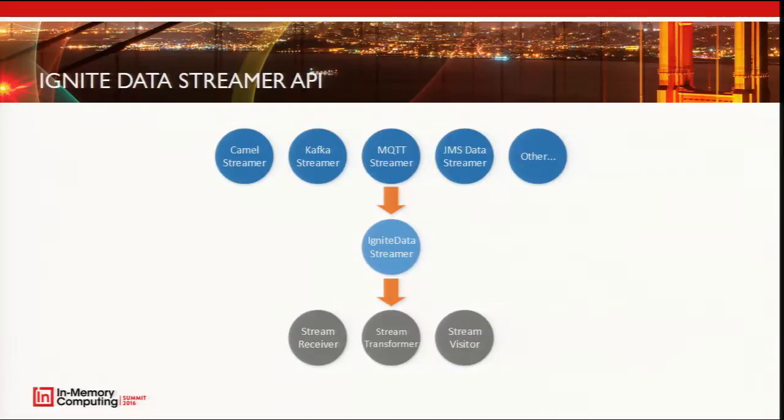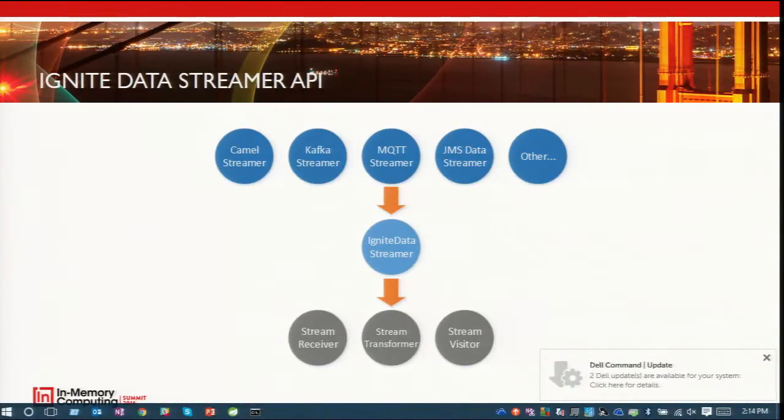Kafka, you guys are all familiar with: messaging, pub/sub, very popular. MQTT, for people in vehicle telematics or IoT and sensors, is a good one to have. And then JMS. This allows you to connect to any of those data sources, and then it uses the same API. The Ignite Data Streamer API is what gets used to add data into the cache. They also provide a couple of hooks that allow you to do something with that data before you put it in the cache. It's the Stream Receiver API, so you get this one hook that you can add.